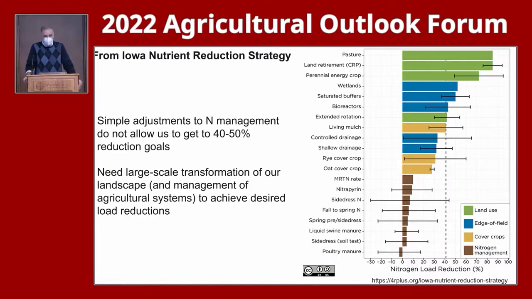If you look at some of these on the figure, it's large scale, it's big changes in the system: more pasture land, more CRP land, perennial crops, maybe bioenergy. Wetland restoration has been touted as a means to get to 40 or 50% removal of N. But if you look on the bottom there, some of the smaller management of nitrogen itself, side dressing, timing of that, don't really move the needle very far, unfortunately. And so we need large-scale transformation and a different way of thinking to achieve those desired load reductions.